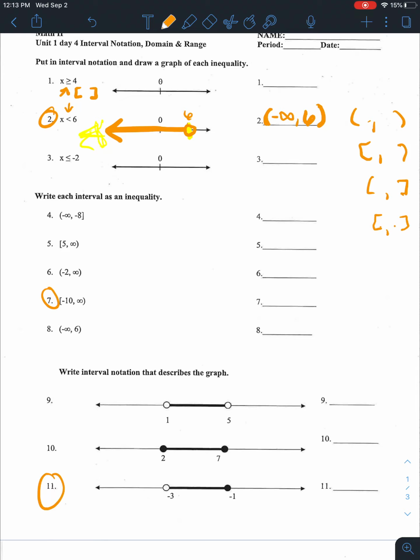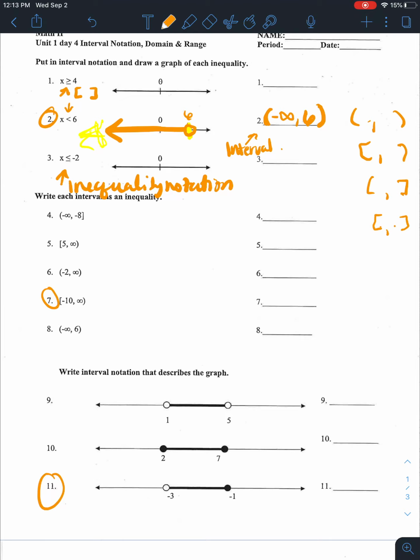Okay, so draw your picture here, write it in interval notation. This is inequality notation because we have inequality symbols. This is interval notation. Inequality notation, interval. Okay, so I want you to do numbers 1 and 3. You can just write these on a piece of paper and upload a picture of your work.